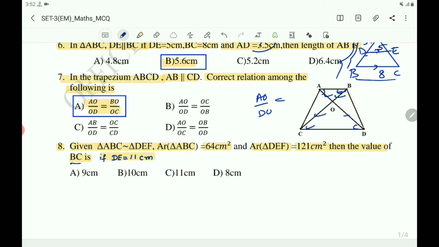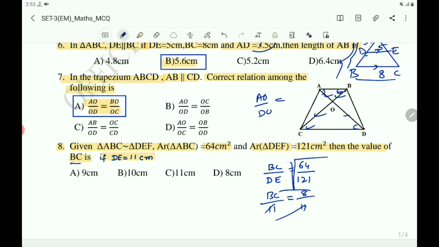So you take here BC by DE equals area of triangle ABC, 64 cm square, by area of triangle DEF, 121. So root of 64 by 121 we have to take, that is BC by 11 is given. Then 64 root is 8, 121 root is 11, cancels. What you will get? BC equals 8 cm.